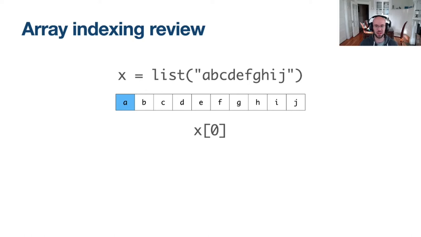Array indexing in Python is zero based, so the first element of the array is at index zero. You can look up other elements. That f is at index 5. We spell that x square brackets 5.